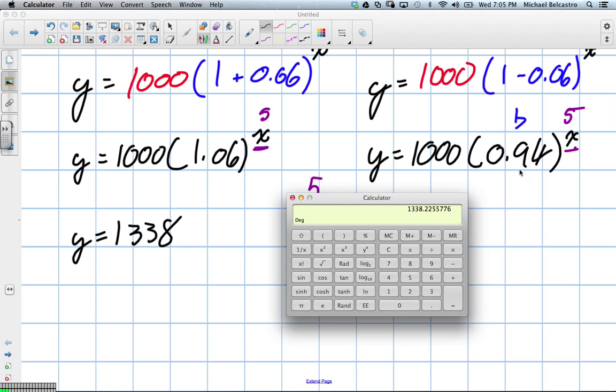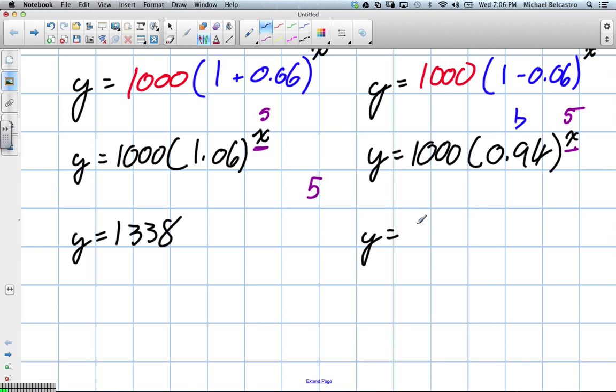So essentially what it's saying is it's going to be 94% of the original population each year. So 0.94 to the power of 5 times 1,000 gives 733. Could you say 734? Well, yeah, you would say approximately, right?